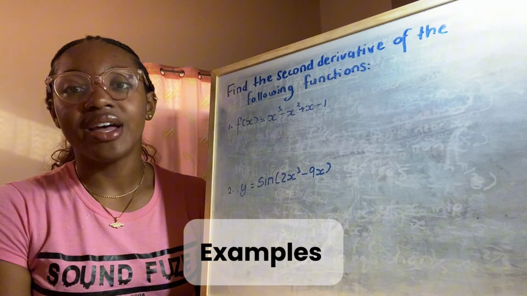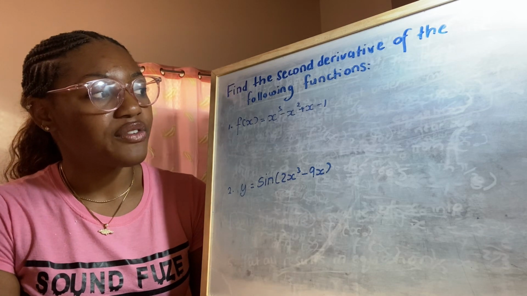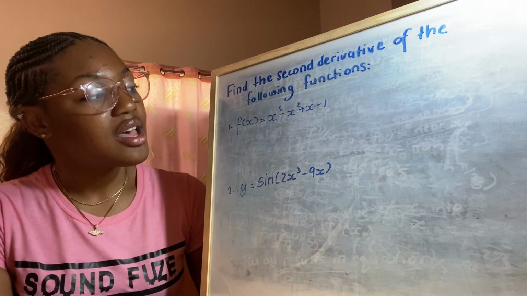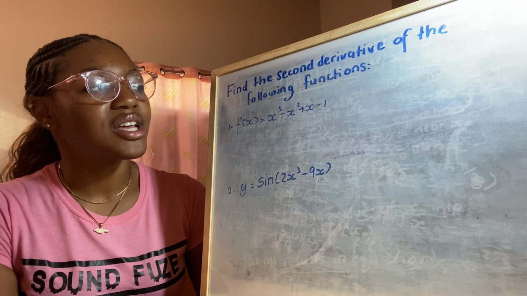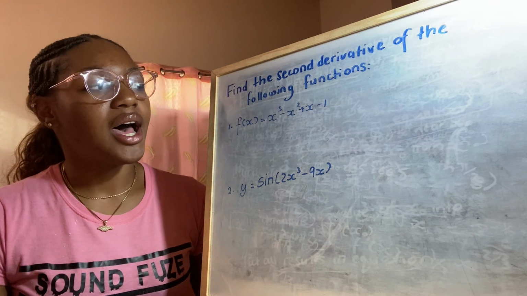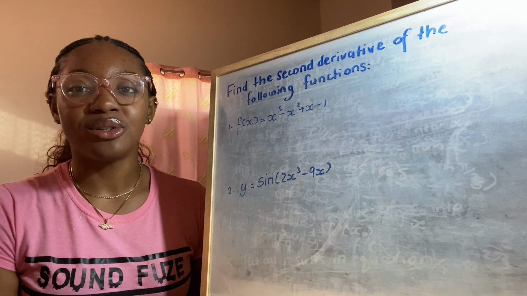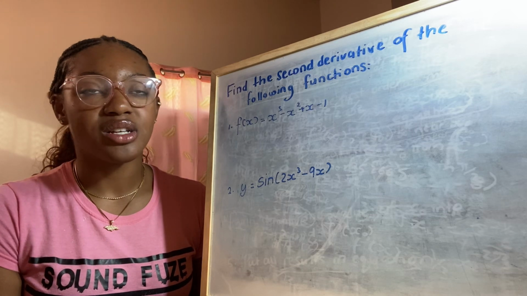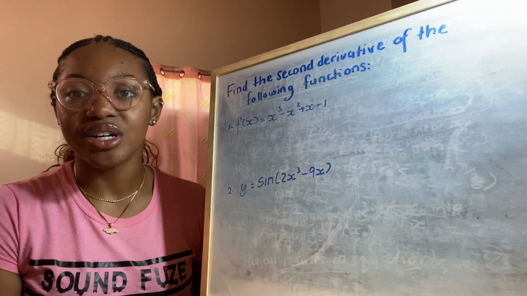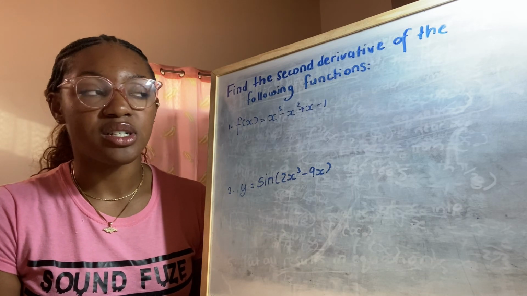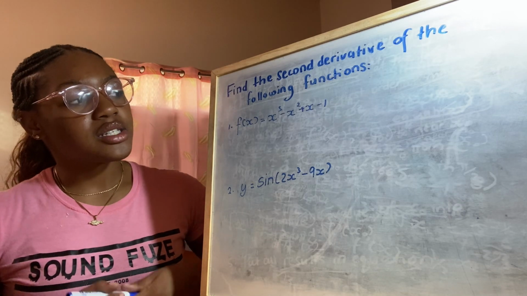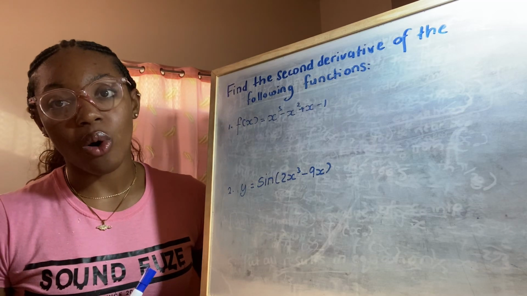So here we want to find the second derivative of the following functions. And the first one is f of x equals x squared minus x cubed minus x squared plus x minus 1. And yeah, so the first thing we have to do, we'll have to just differentiate normally, because we'll have to find the first derivative. And after finding the first derivative, we can get the second derivative by differentiating again. So right here we have variables being raised to a power.